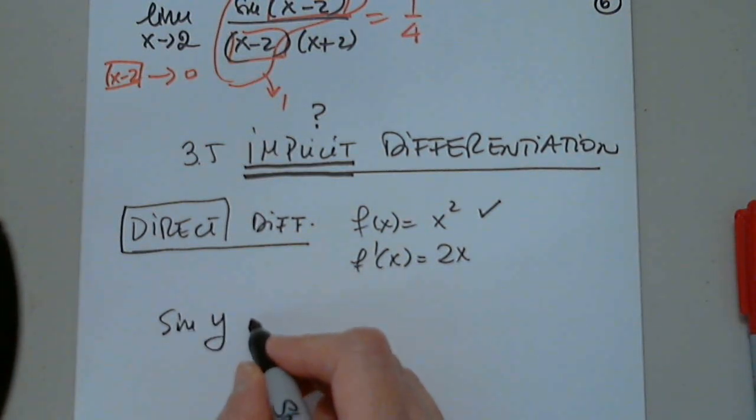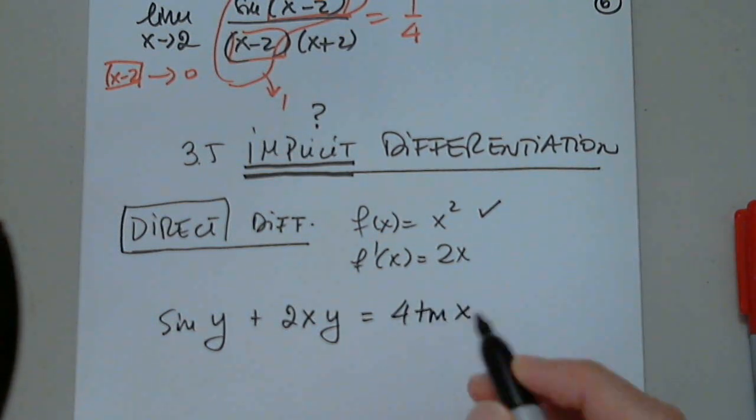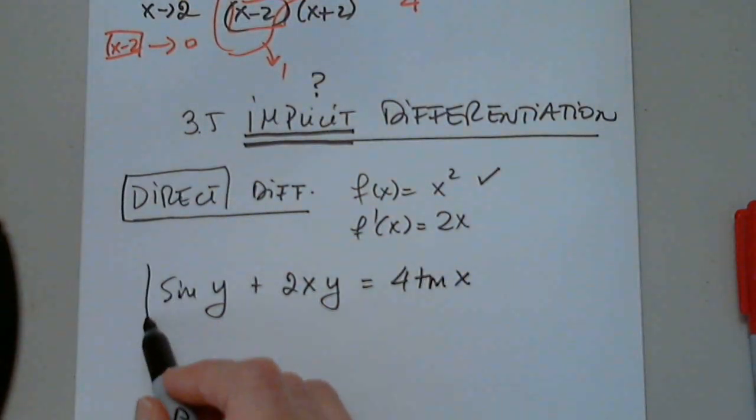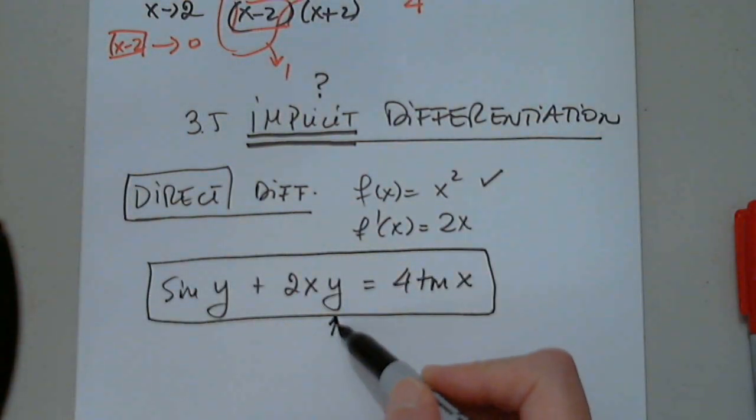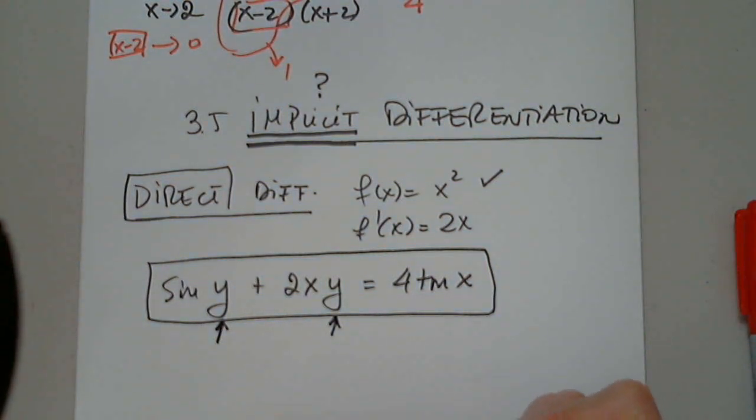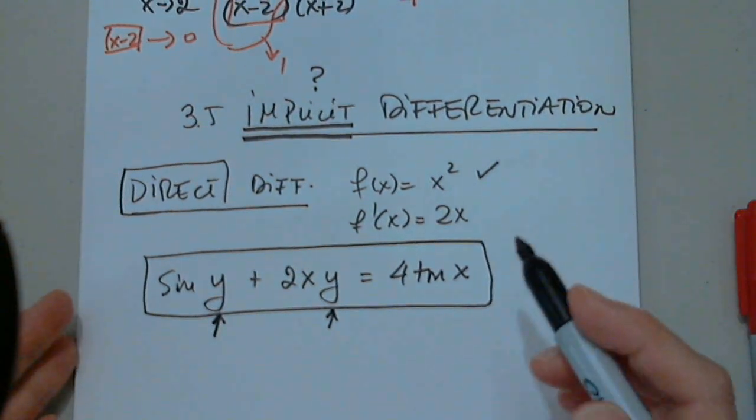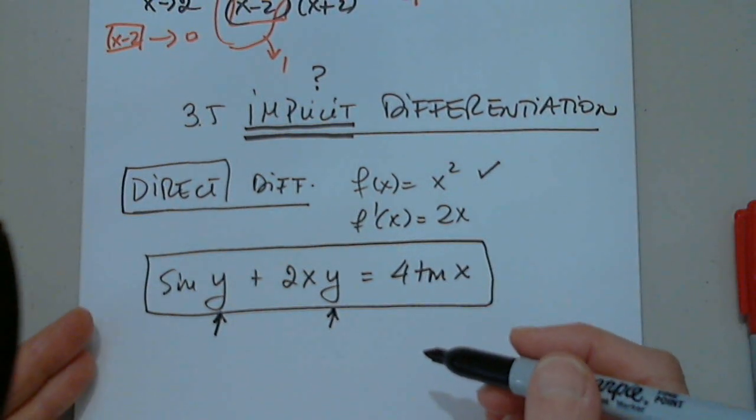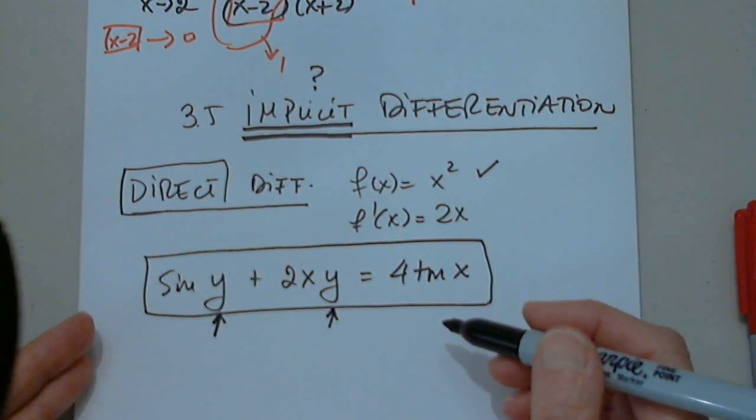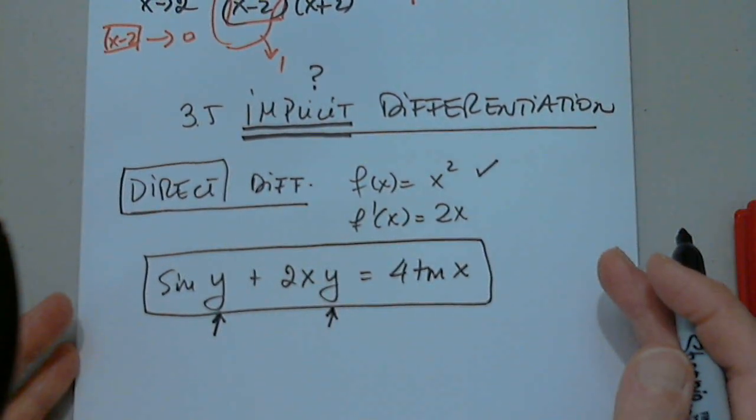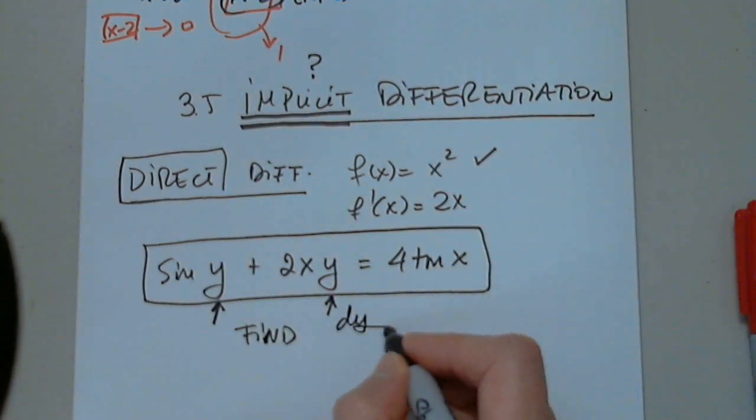So for example, sine y plus 2xy equals 4 tangent x. So here's an equation. It has the function in it. No one can solve this by hand. Software, Maple, Mathematica, yes, probably they will be able to solve it on 3 or 4 pages or more. But we are not able to solve this equation for y. However, we are asked to find dy over dx.